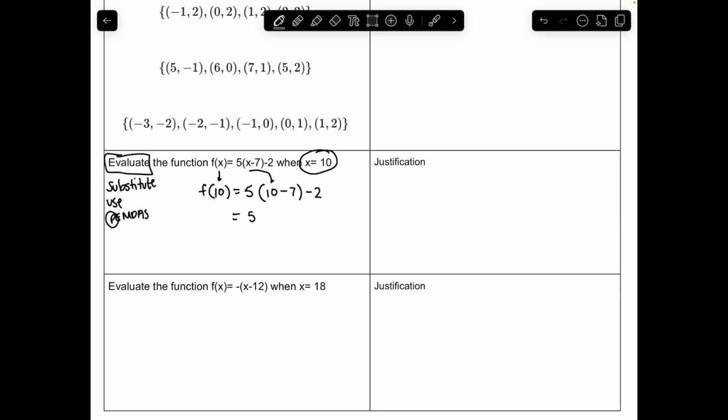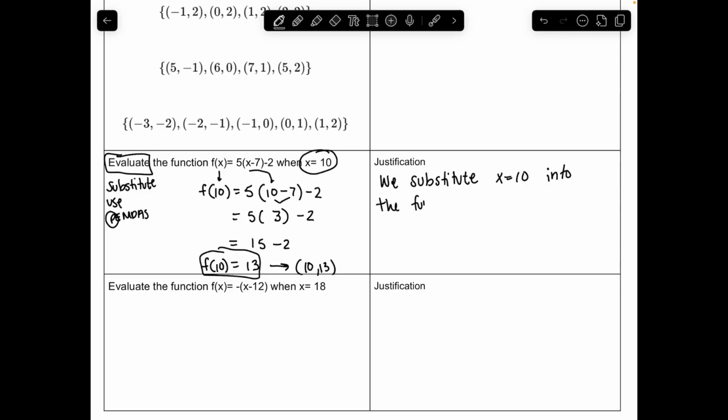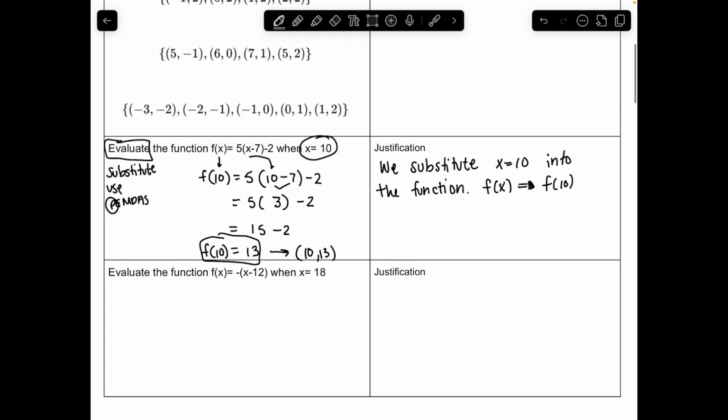PEMDAS says parentheses goes first. So 5 times 10 minus 7 is 3. Minus 2, that's 15 minus 2 equals 13. So that's f of 10 equals 13. Remember, this is a point. So 10, 13. So we would say our justification would be we substitute x equals 10 into the function. So f of x turns into, this is an arrow, f of 10. All right. And then this is how I expect you guys to show your work.